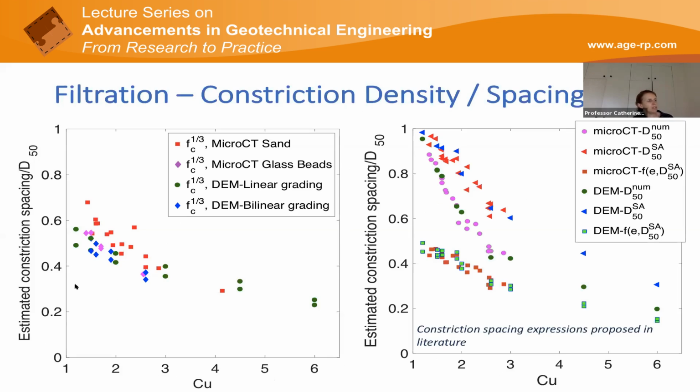And when we compared these data, where we could directly measure constriction spacing, either using microCT or DEM, to the literature, we found that some of the empirical correlations that have been proposed in the literature grossly underestimate the constriction spacing at low CUs. And it's only the empirical formulae that look at the distribution of particle sizes by surface area that give a good estimate to our direct measurements.